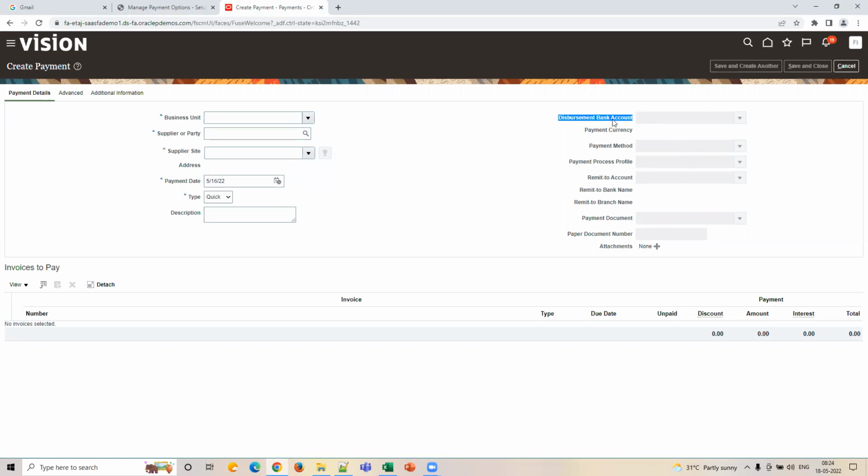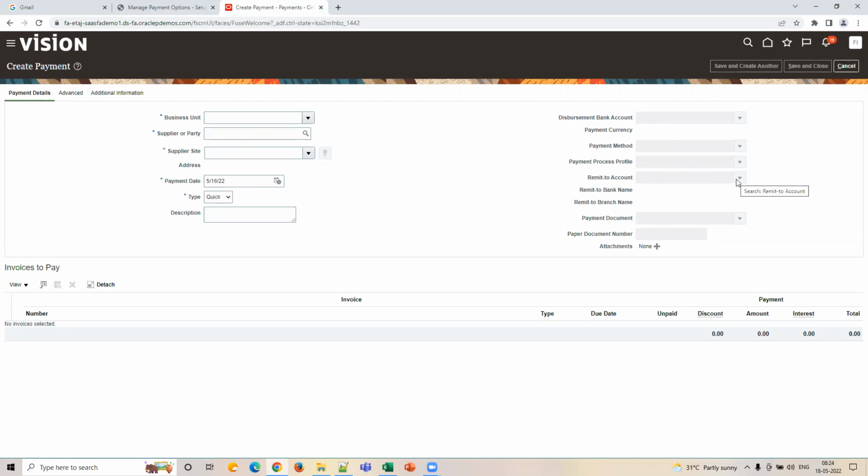See, disbursement bank account is our account. Remit-to bank account is the account to which we are going to remit, where the money is going to be received. Okay, so whenever you are selecting a supplier, this will get defaulted if you attach a bank account to it.